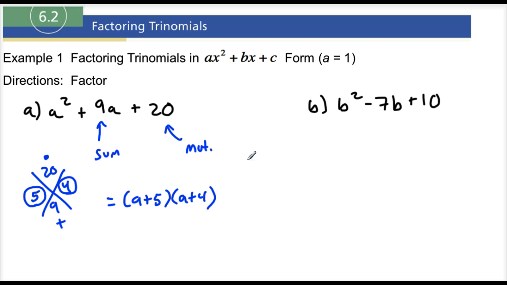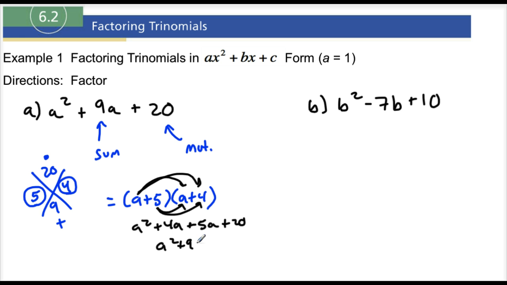You say, what? Okay, check this out. We can verify that this is the answer by distributing. If you multiply a times a, you get a squared, a times 4 is 4a, 5 times a is 5a, and 5 times 4 is 20. Now I can add those together, so I get a squared plus 9a plus 20. Look at this: a squared plus 9a plus 20.